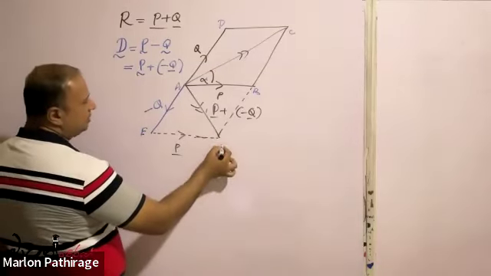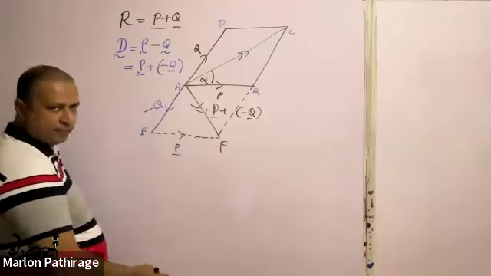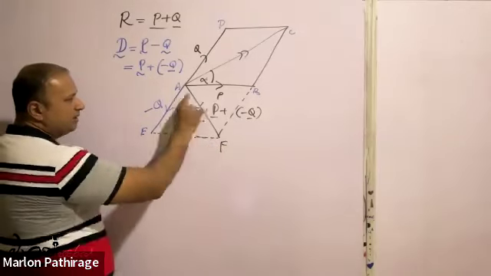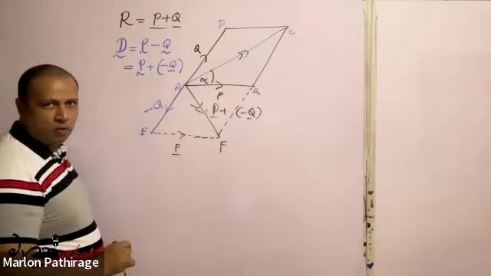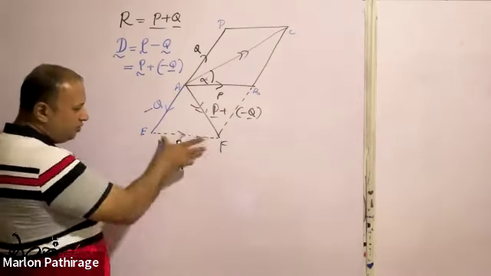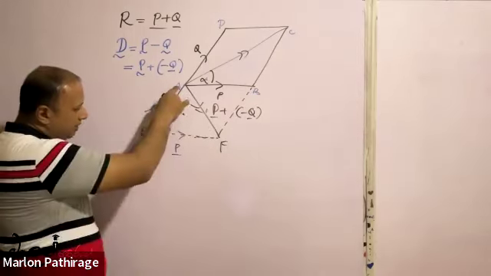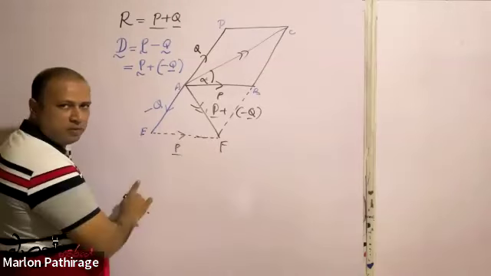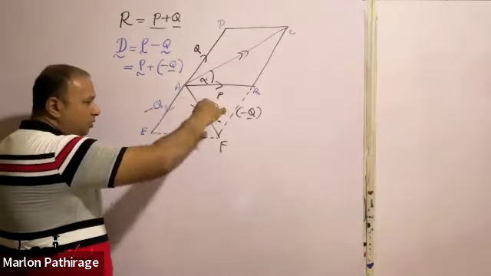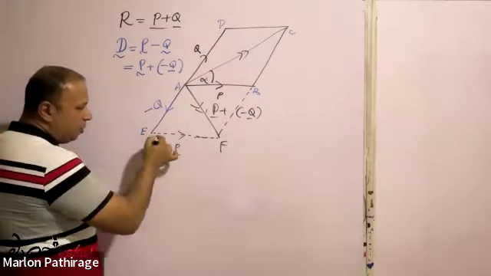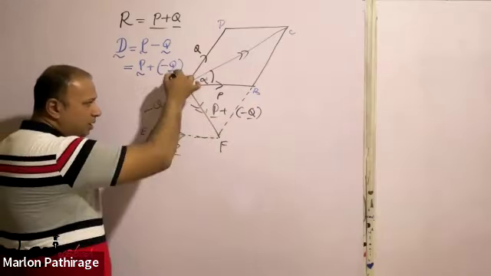So this one is EF. Therefore, EF vector and AD vector are two equal vectors. Therefore, this one is also p. So then minus q plus p is equal to AF.